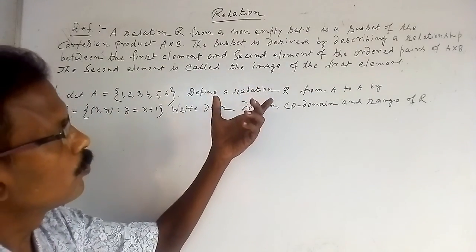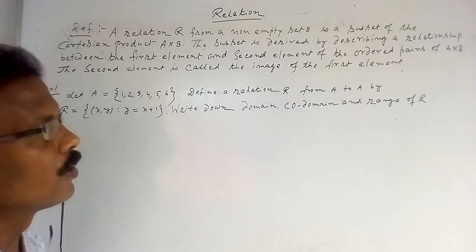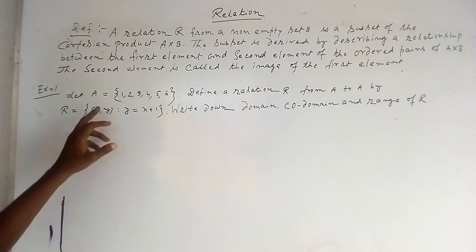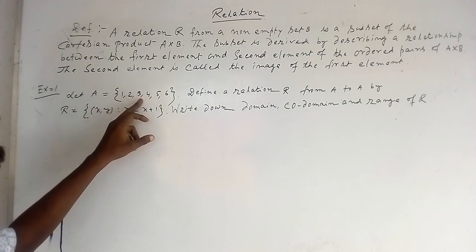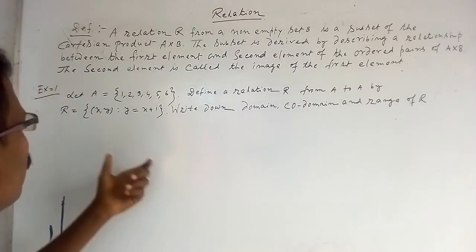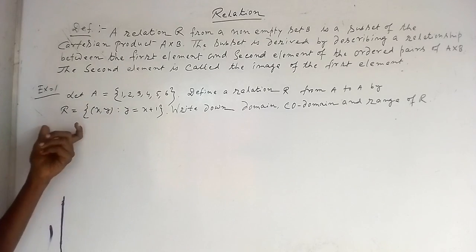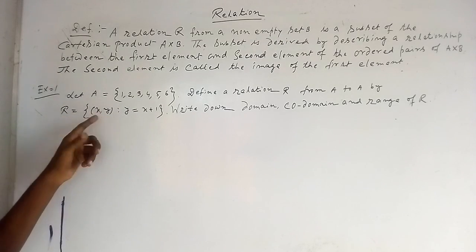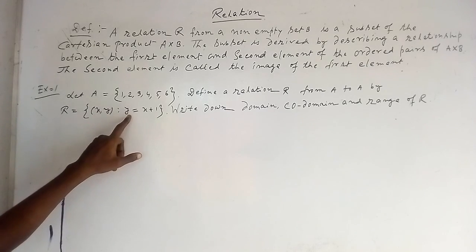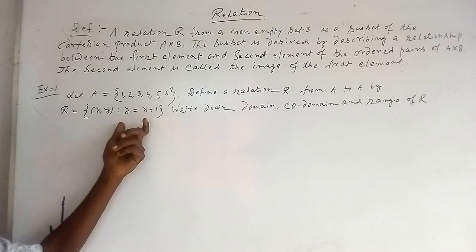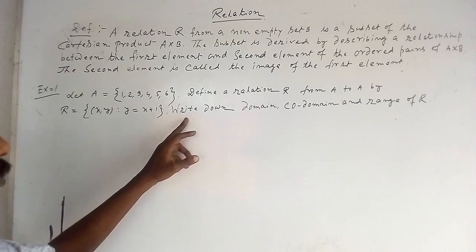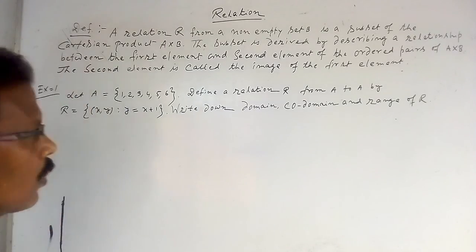Now, to understand this definition, we have to go through this example. Here it is given that A is equal to {1, 2, 3, 4, 5, 6}. Define a relation R from A to A by R = {(x, y)}, where y is equal to x plus 1. This is the relation between x and y. x is the first element and y is the second element. Next, write down the domain, codomain and range.